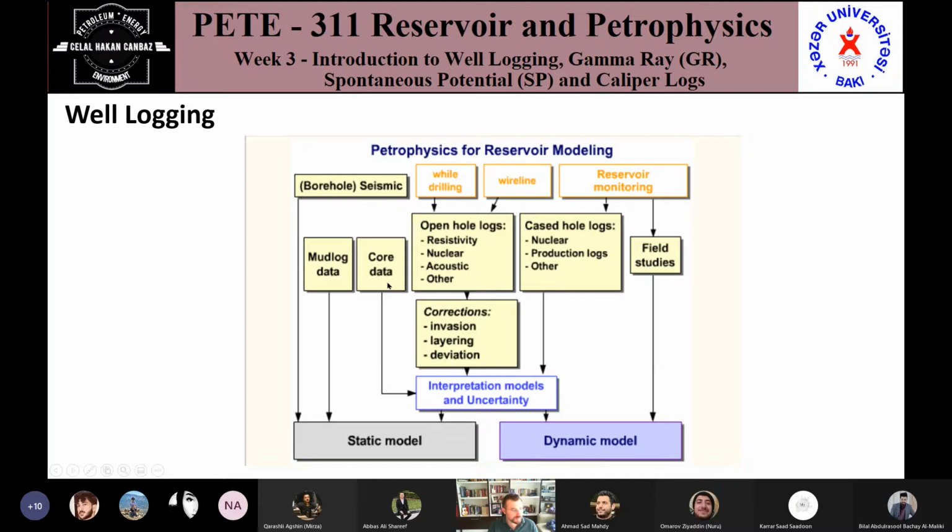You have your core data. You have done some core analysis, or some analysis on your well cuttings, drilling cuttings. So you have to use this in the interpretation of the models and uncertainty, and it can be used in both static and dynamic models.